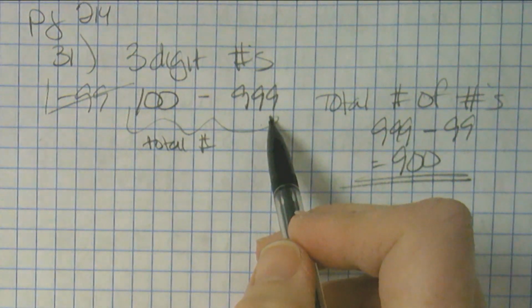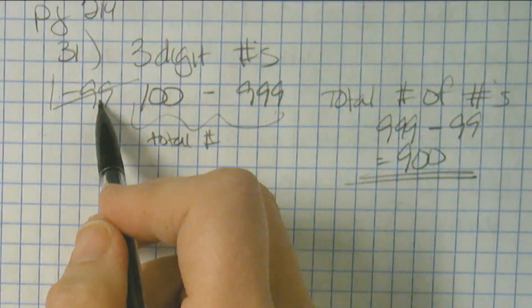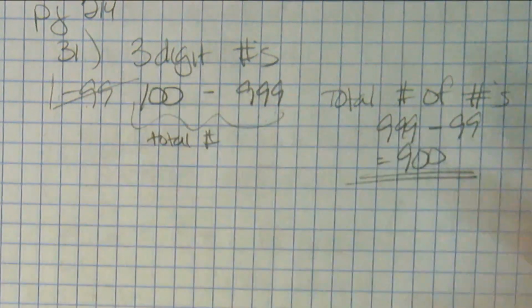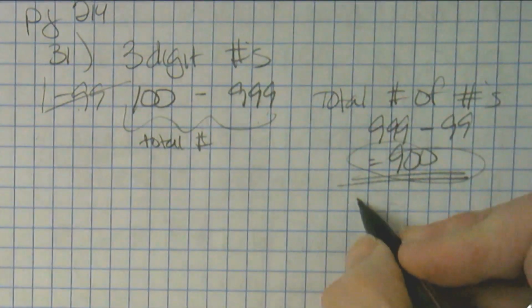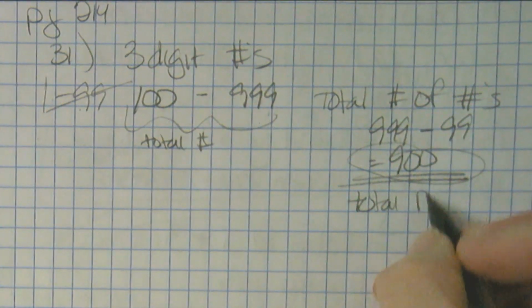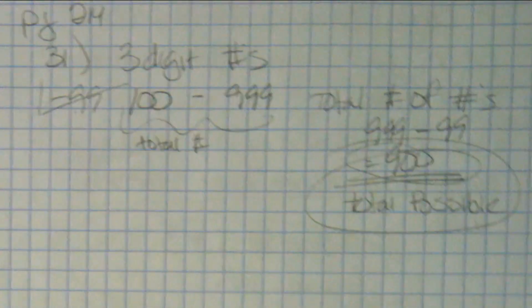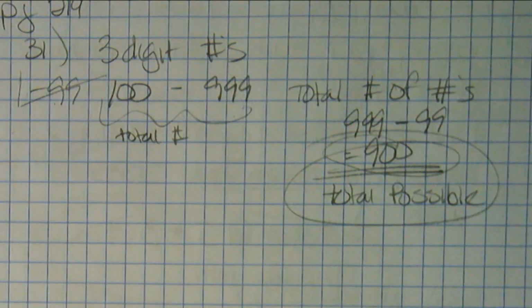So I need to get rid of the single digit and the double digit numbers. So I need to get rid of 1 through 99. That's 99 numbers, right? Okay, so our total number, this is our total possible. That is going to be our denominator for all of those, 27 through 31.